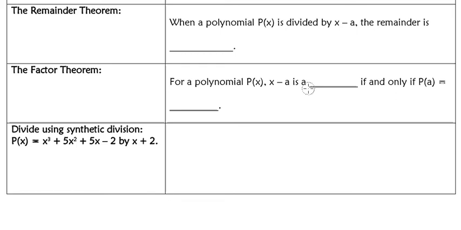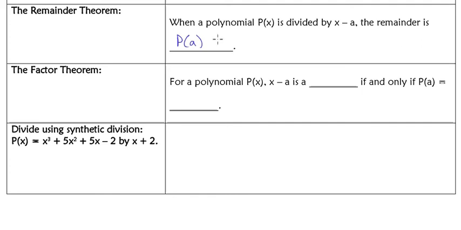But the remainder theorem. It says when a polynomial p of x, so a polynomial function, is divided by x minus a, the remainder is going to be that function with a plugged in. So the remainder is p of a.